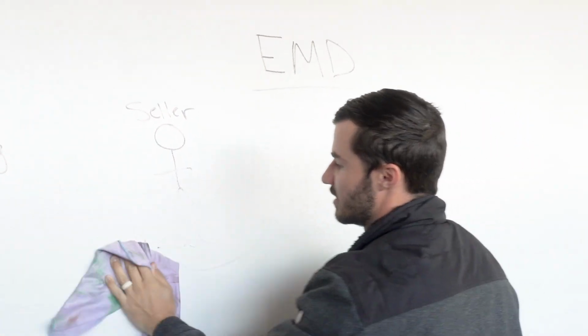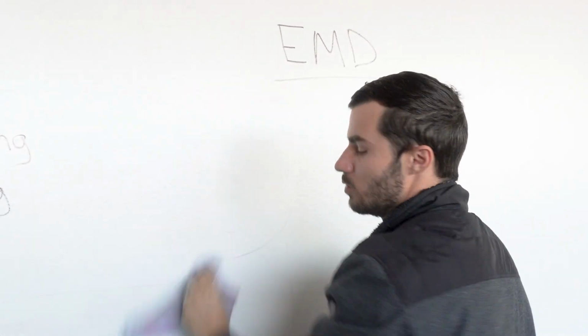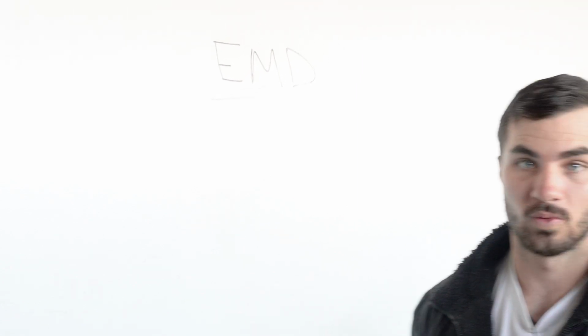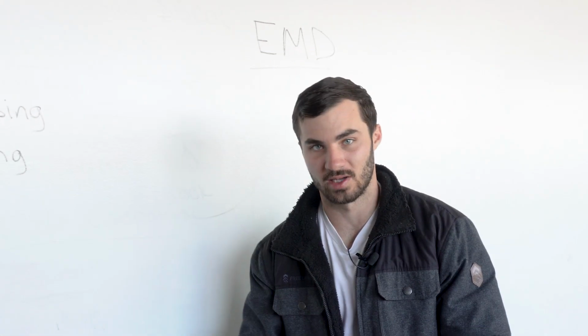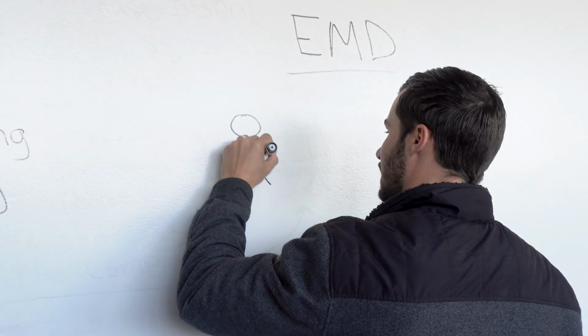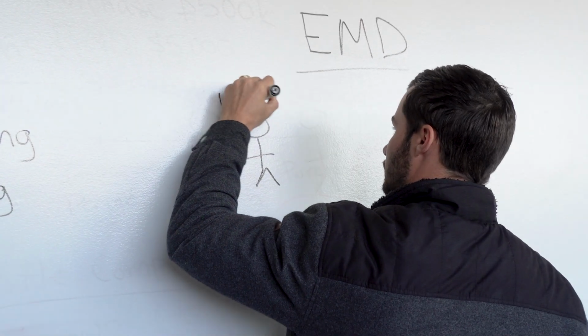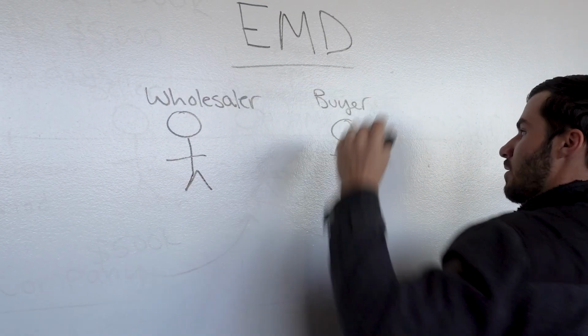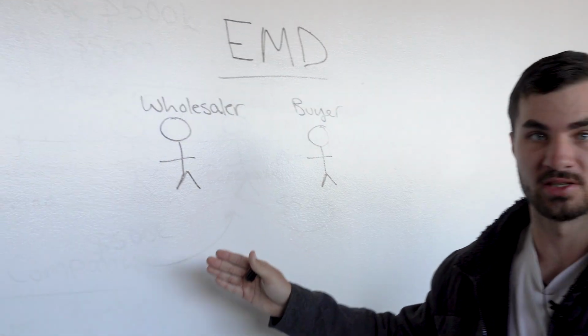Now, the next thing that we need to understand is who uses what type of funding, right? So EMD, who's gonna use it? Well, we just talked about EMD is the first thing that goes down on every single transaction. So by definition, both of these guys are gonna use it. You've got a wholesaler and you've got a buyer. Both of them are gonna use EMD on their transaction.